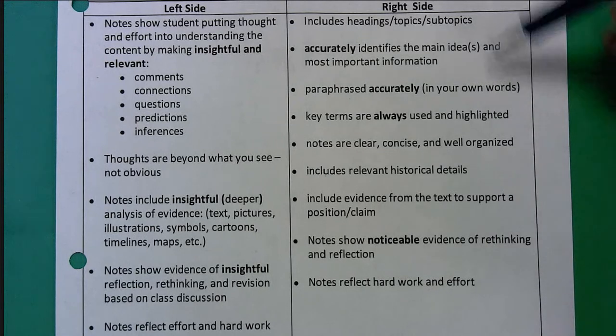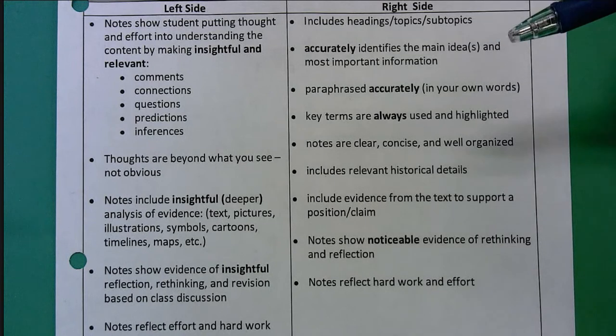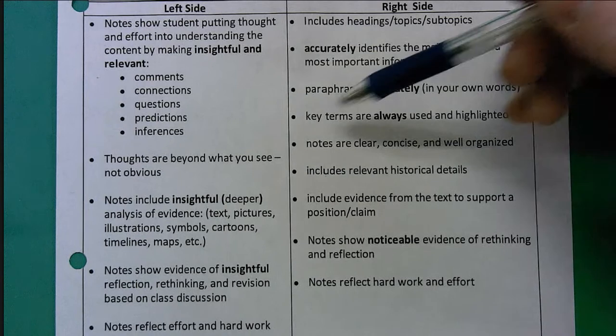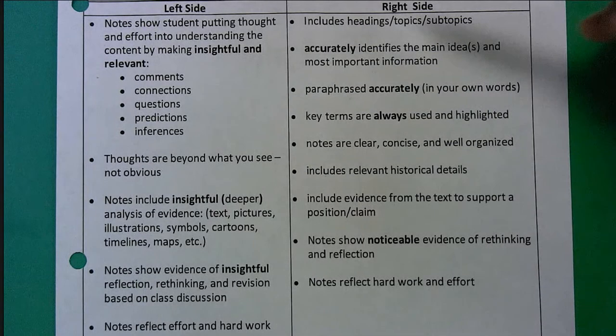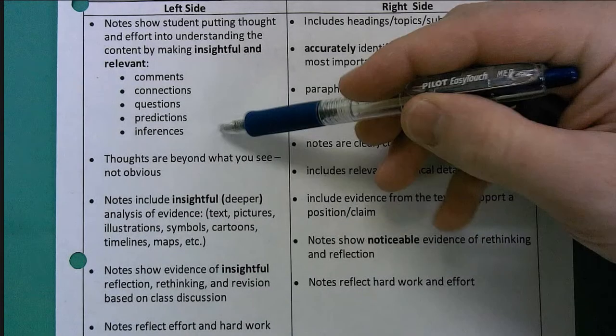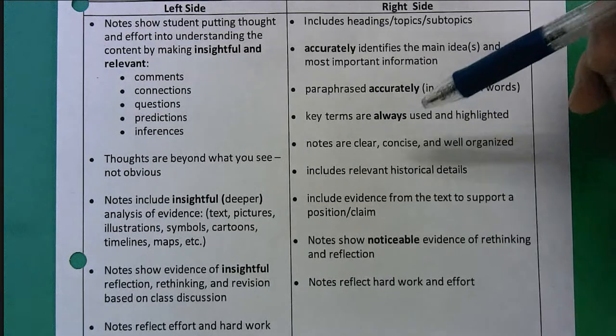On the right side, we're also going to paraphrase accurately. I'm not going to copy the text straight from what I'm reading. I'm going to paraphrase using my own words. I'm going to find key terms when they're in the text. I'm going to always take the key terms down, and I'm going to put them on the right side, not the left side, but the right side. This is textual information, so I'm going to keep it on the right side.